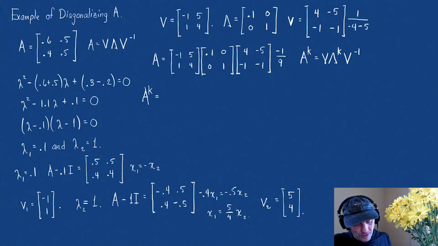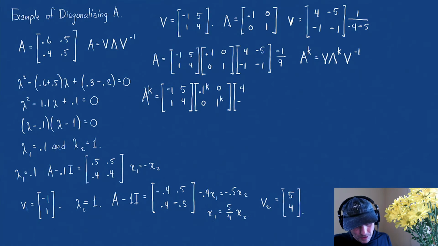So A to the k is going to be, this does take some work, so here we go. It is [-1, 1; 5, 4]. Okay, don't let me make a mistake. Times [0.1^k, 0; 0, 1^k], which, remember, 1 to the k is just 1, times v inverse, which is [4, -1; -5, -1] times -1/9. So that is equal to, I'm going to work with the left two matrices, and let's see what we get.